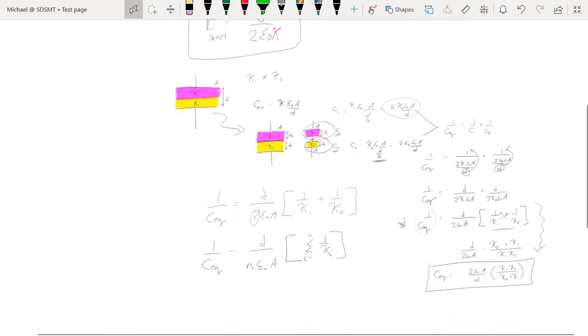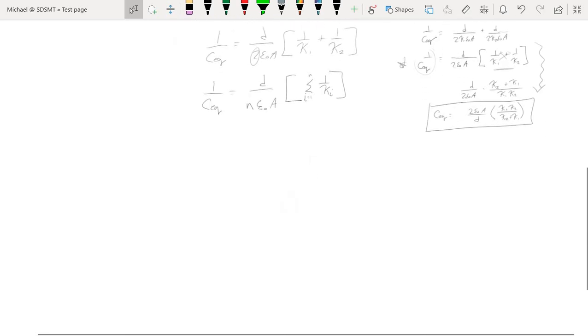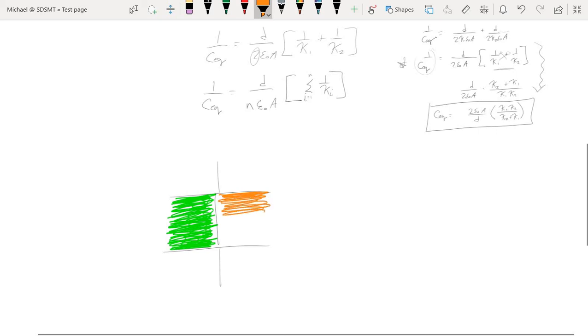Well, that works great if the dielectric materials are stacked one on top of another. What if your dielectric materials are staggered side by side? So now we have half of our capacitor that is filled with one kind of dielectric material, and then we have the other half which is filled with some other dielectric material. And again, we'll just go half and half with the two pieces.